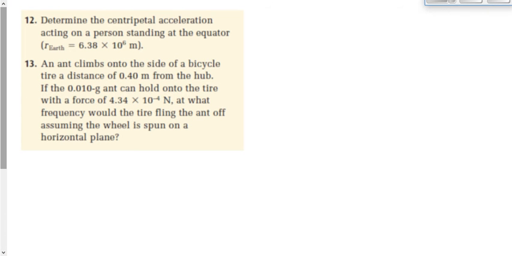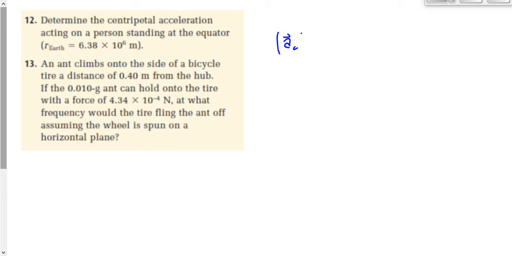Number 12 says, determine the centripetal acceleration acting on a person standing at the equator. Good question. A couple of people asked me about this one yesterday as you were working on these in class. This is a really good question, one where you've got to read between the lines in order to figure out what to do here. All right, it looks like we're missing some stuff here. It looks like we don't have enough to use.